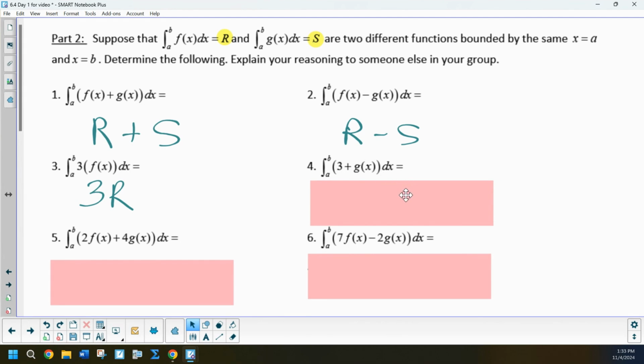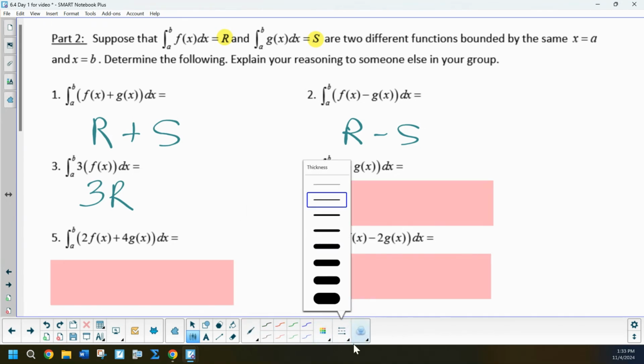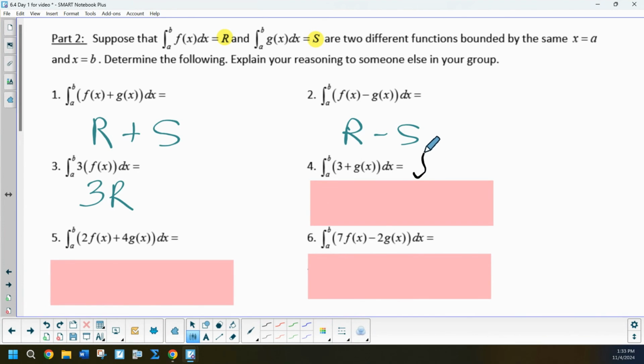Now this one's a little bit different here. You do need to recognize that this could be two functions separated. So let me actually write that as an option here. This could be the integral of 3 plus the integral of g of x separately. And the integral of 3 is really like a horizontal line that you're finding the area underneath, or you're integrating that and getting 3x, if that makes it more understandable for you.